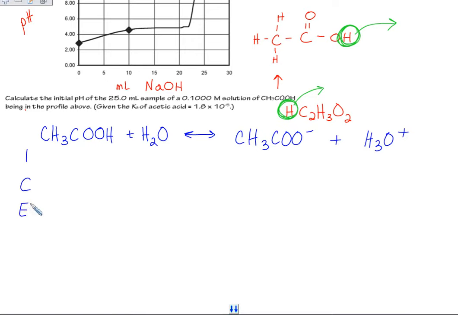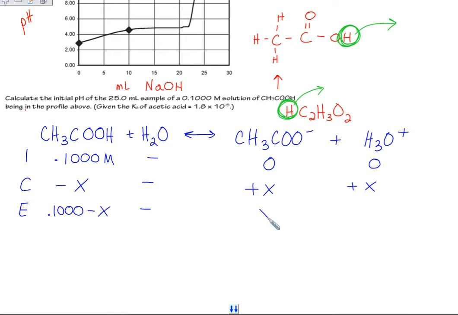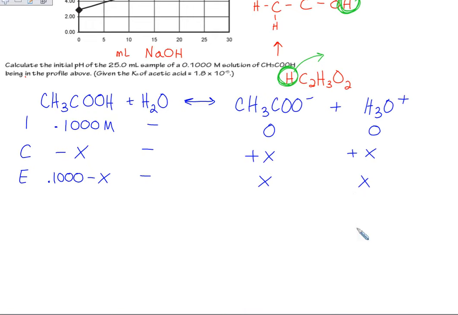We'll ICE table this. Initially, we're 0.1000 molar. We're not going to care about the water, so I'll leave that out. These ions are initially 0, so we know we're going forward. We don't know by how much, so we'll leave them as x. This is going to be 0.1000 minus x, x, and x. We just have to solve this for x, and we can calculate the pH. They give me the Ka, 1.8 times 10 to the negative 5th equals x squared over 0.1000 minus x. That K value is definitely small, so we can use the 5% rule. We'll cross multiply and solve for x.